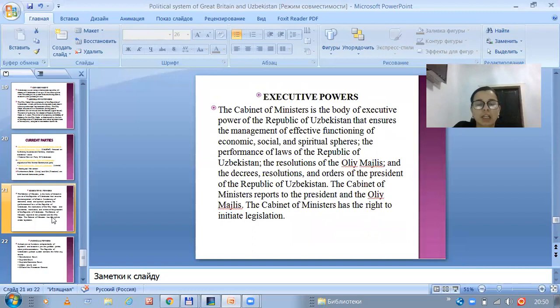The Cabinet of Ministers reports to the President. The Cabinet of Ministers has the right to initiate legislation in the Oliy Majlis, and is responsible for carrying out the laws.